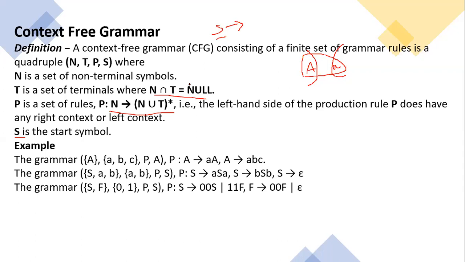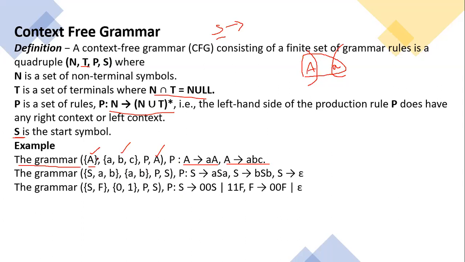Is it clear? So here I have some examples. I'm going to create a grammar with this. First one is the non-terminal, capital A, and this is the terminal. The second term is the terminals A, B, C, and the third one is the production. The start symbol here is capital A. Generally, we say the start symbol is S, but we can have any capital letter. This is the production: A tends to AA and A tends to ABC. This is a context-free grammar.